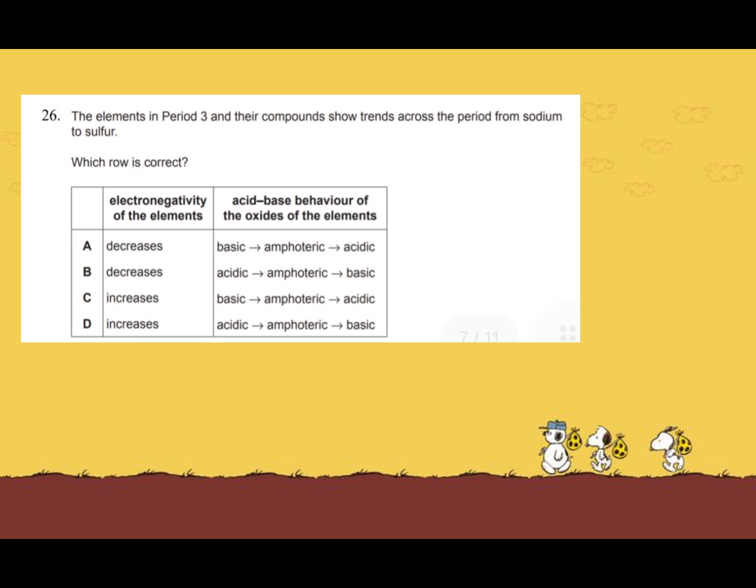Next question. The elements in period 3 and their compounds show trends across the period from sodium to sulfur. Which row is correct? So the correct answer is C because the electronegativity of period 3 elements increases from sodium to sulfur, while the oxides change from basic to amphoteric to acidic across the period.